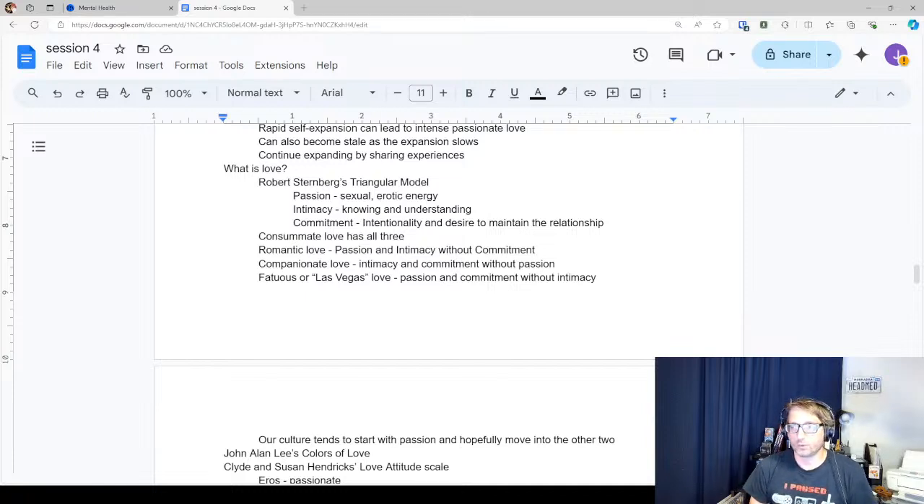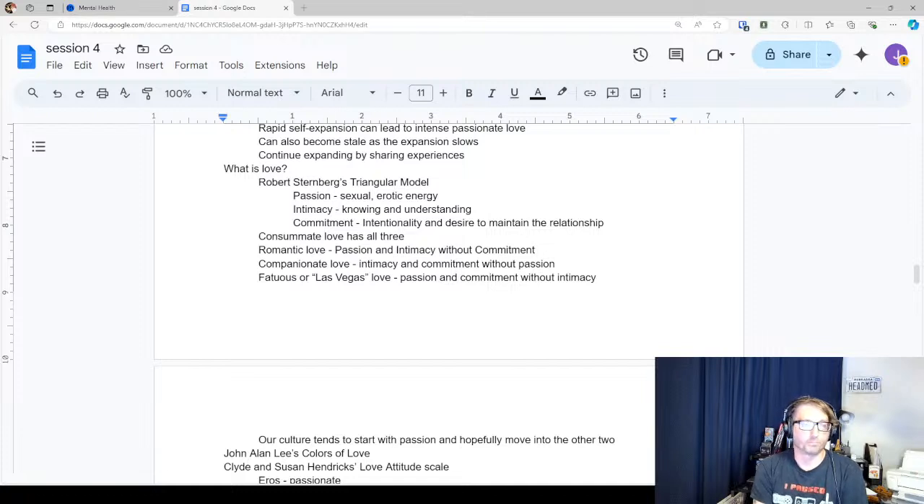So we have different names for certain combinations. We have consummate love, which is an all-encompassing love that has all three: passion, intimacy, and commitment. That's what you are supposed to be working towards if you are interested in relationships. You have romantic love, which is passion and intimacy without commitment. We have companionate love, which is intimacy and commitment without passion. And then we have the fatuous, or what's called Las Vegas love, which is passion and commitment without intimacy.